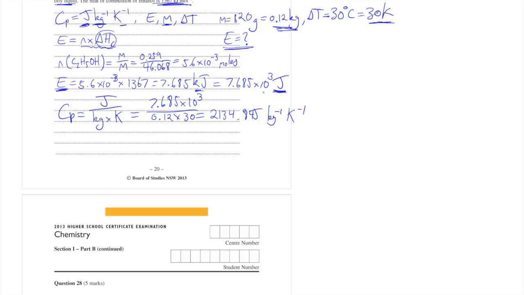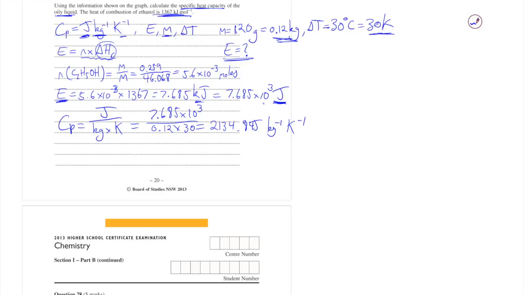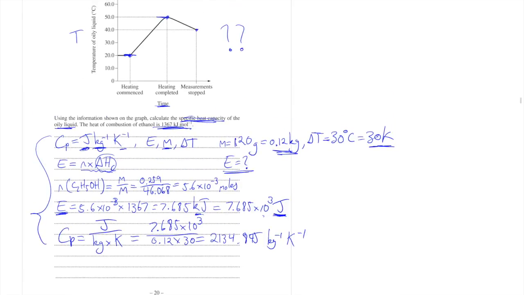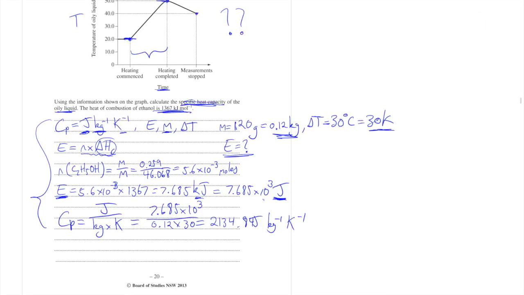So what were some of our takeaways that we really wanted to get from this question? The first one is to just get used to these sort of questions. How do I actually deal with Cp values? How do I deal with these specific heat capacities? And how do I obtain that from these sorts of questions? Additionally, it's important to be able to understand how this graph works, and what the important bit was during this section. And the reason why was because this is where the energy was absorbed into this oily liquid, and that means that's where the energy was released from the ethanol.